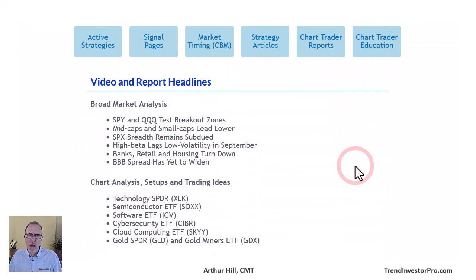And I was focused on the broader market picture because we've still got weakening breadth out there. You know, we had this bounce in SPY, but most of the stocks, or not all of the stocks, fewer stocks in fact, participated in that bounce within the S&P 500. So we're looking at subdued breadth. We can see that high beta is lagging low volatility. The BBB spreads, though, have yet to widen. And then I've got a number of ETFs that I was watching, especially the recent breakouts in gold and gold miners.